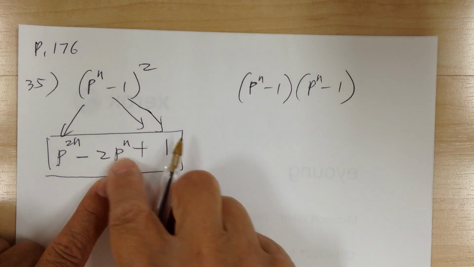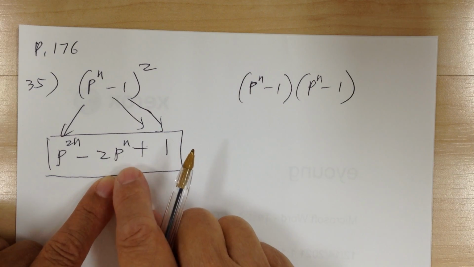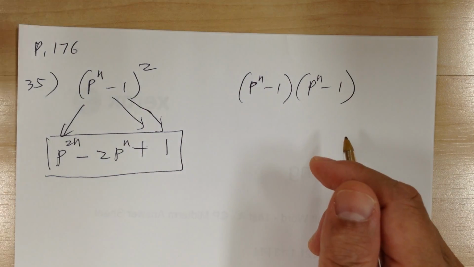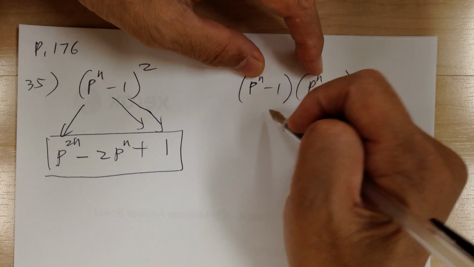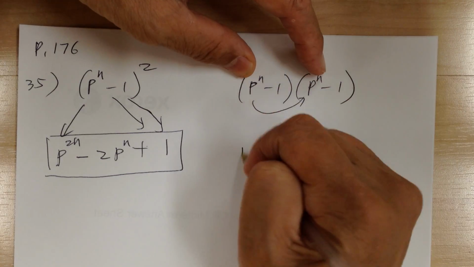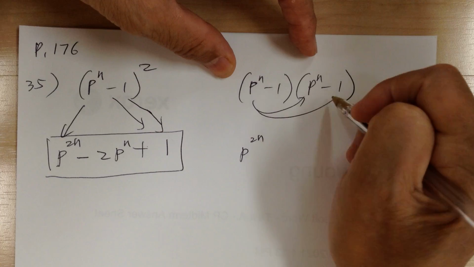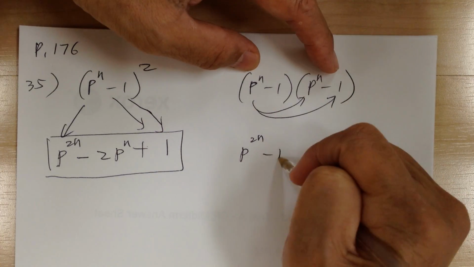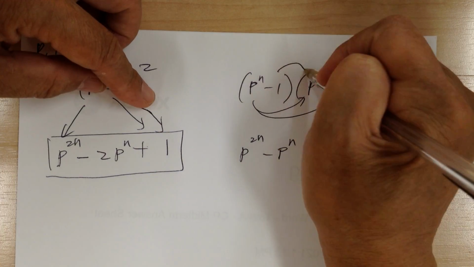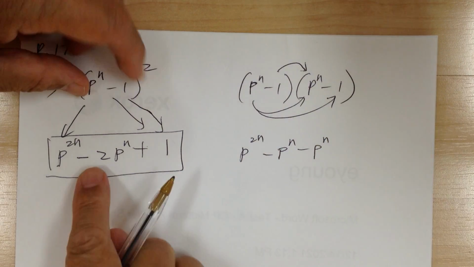But you should know how to do the short way. This is the special product. You've got to know that. But if you don't, you just multiply by distributing. So this times that will give you p to the 2n. This one, it'd be minus p to the n, and then this one minus p to the n. That's where the minus 2 came from.